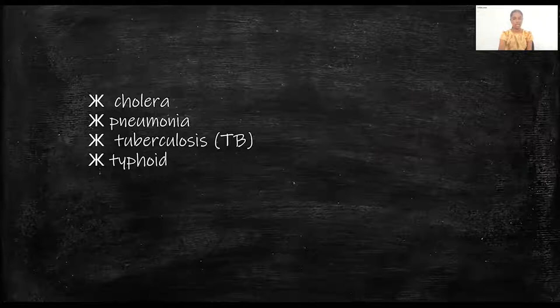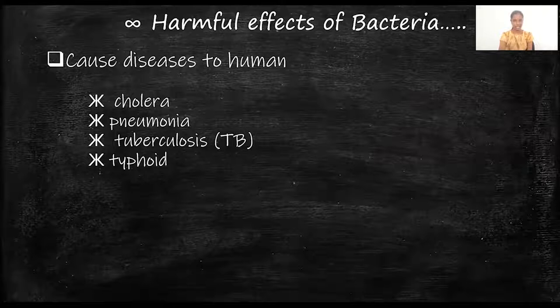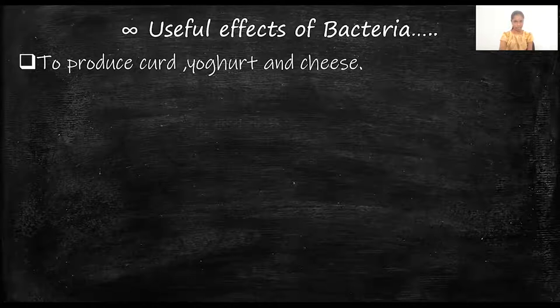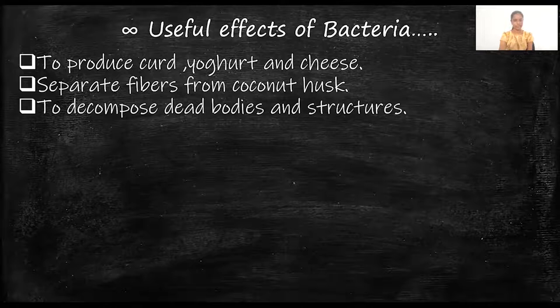Harmful effects of bacteria. The first one is that they cause diseases to humans as well as animals, such as cholera, pneumonia, tuberculosis, and typhoid. Another harmful effect is food spoilage. They are harmful to us, but they are also useful to us. The useful effects of bacteria are to produce curd, yogurt, cheese, and other dairy products, to separate fibers from coconut husk, and to decompose dead bodies and structures. So this is the end of my presentation.